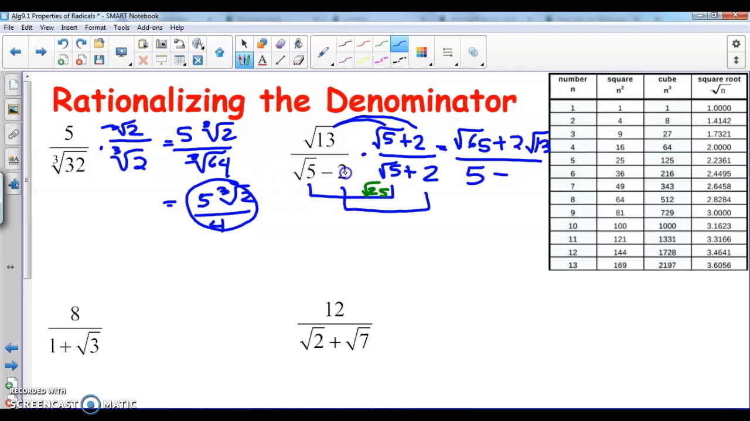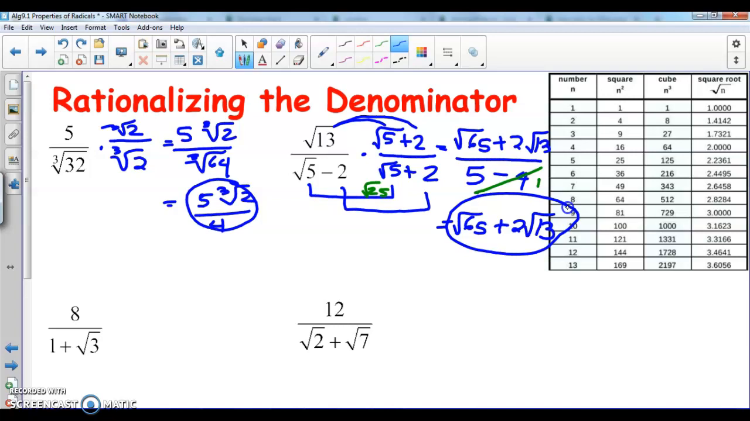And then what's 2 times 2? That's 4. Now what is 5 minus 4? That's just equal to 1. Okay? So our final answer is radical 65 plus 2 radical 13. And we know we're done because we don't have a denominator that has a radical expression. Okay, next.